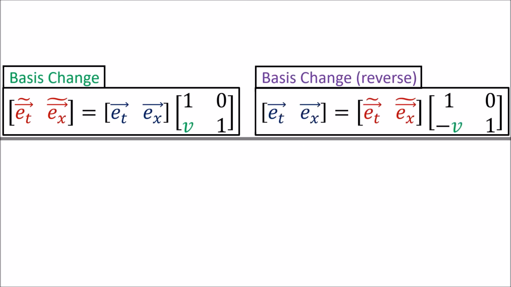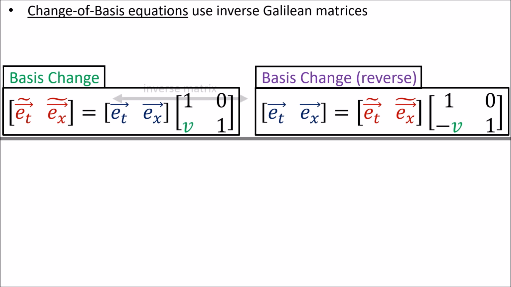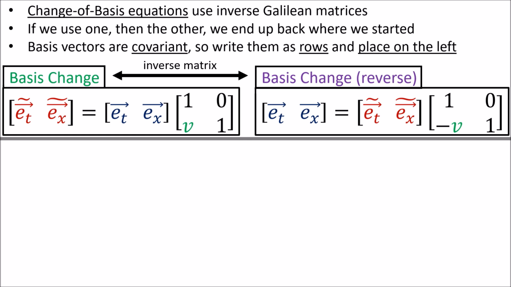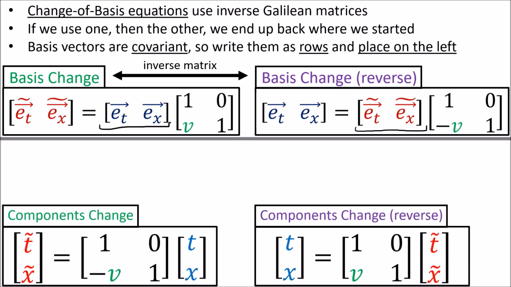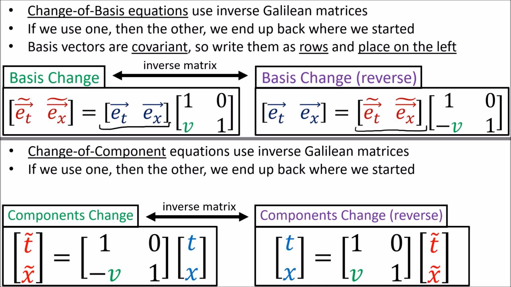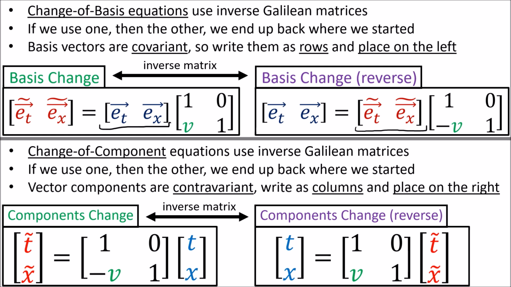Also, the two change of basis equations also use inverse Galilean matrices, one with the positive v and one with the negative v. This is because if we use one and then the other, we end up back where we started. And remember, basis vectors are covariant, so we write them as rows and place them on the left of the Galilean matrix. The two change of component equations also use inverse Galilean matrices, for the same reason. If we use one and then the other, we should end up back where we started. And remember, vector components are contravariant, so we write them as columns and place them on the right of the Galilean matrix.